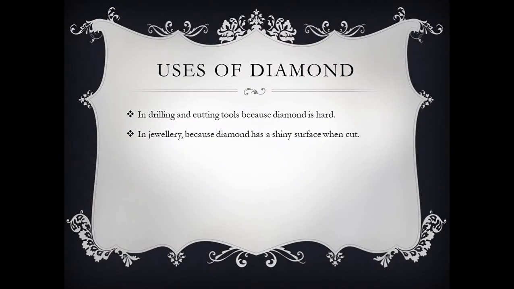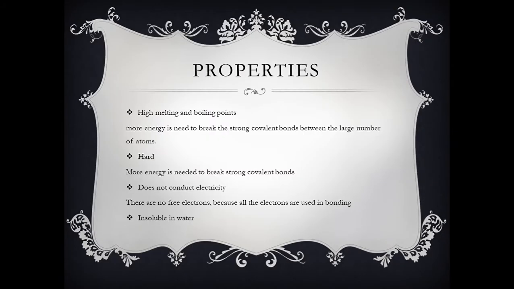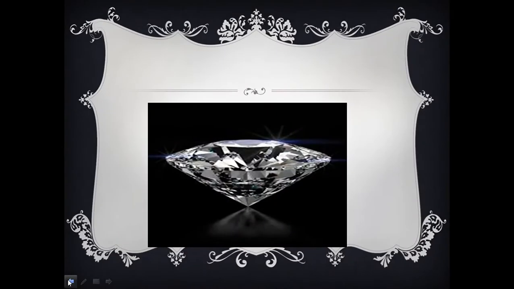Now, what are the uses of diamond? Now you know it's hard, so it could be used in drilling and cutting tools, because diamond is hard. In jewelry, because diamond has a shiny surface when cut. That's why I said to remember that picture. I'll show you that picture. Here you go. You can see the shiny surface, and also it's hard, so surely it can be used in jewelry. And guys, it's very expensive.